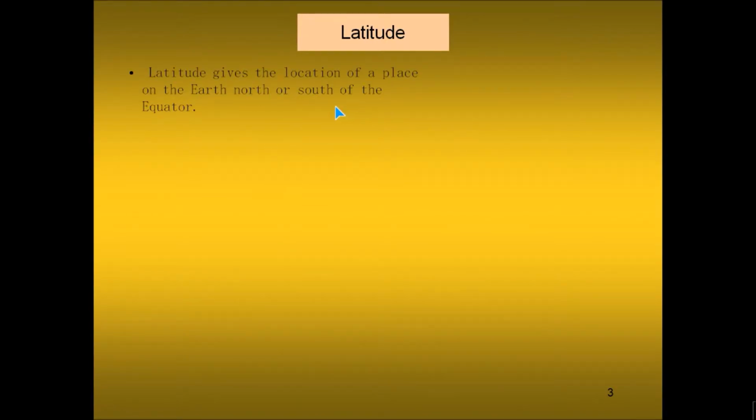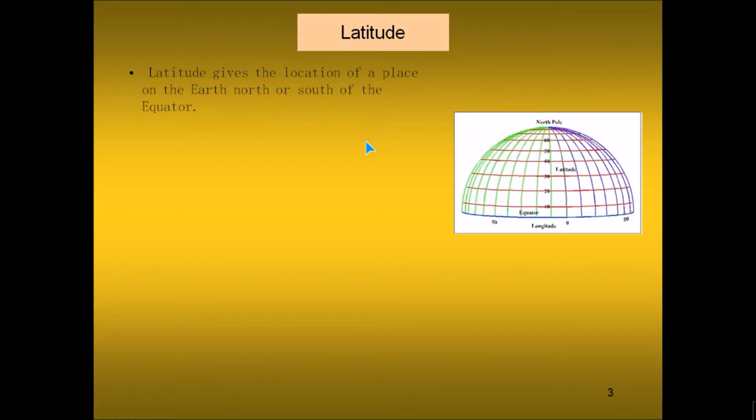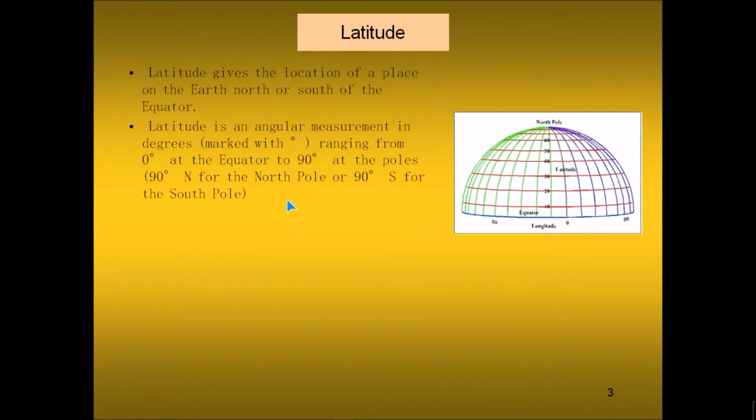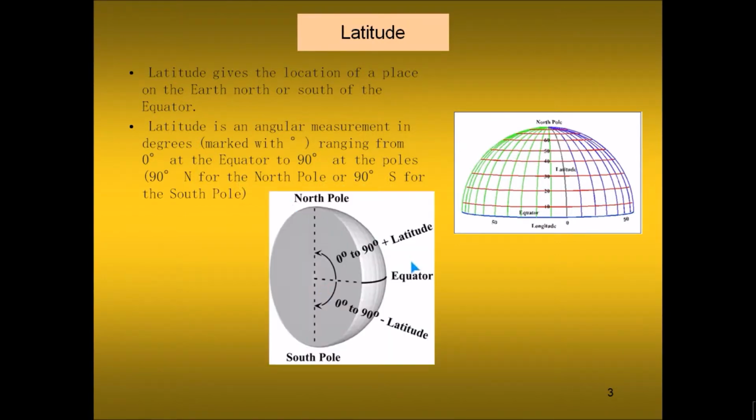Latitude gives the location of a place on the Earth north or south of the equator. The red lines are the latitudes. Latitude is an angular measurement in degrees. We mark it with this sign, and it ranges from 0 degrees at the equator to 90 degrees at the poles. So 90 degrees north for the North Pole, or 90 degrees south for the South Pole. These are the latitude angles from the equator. These are actually the angles which we are talking about.